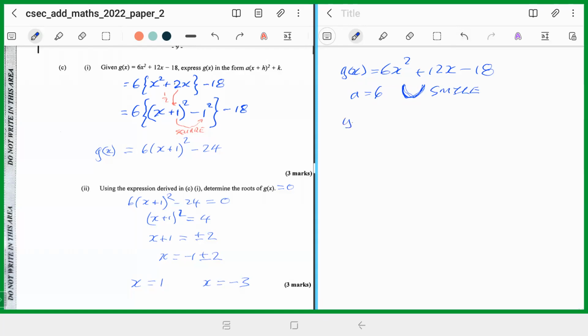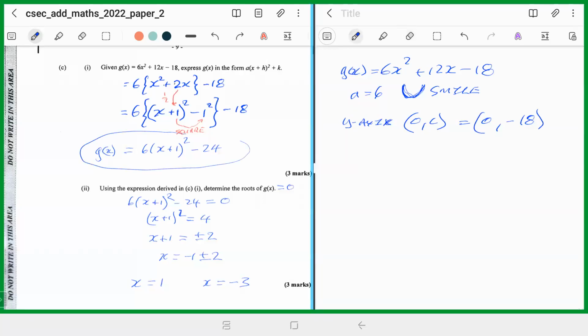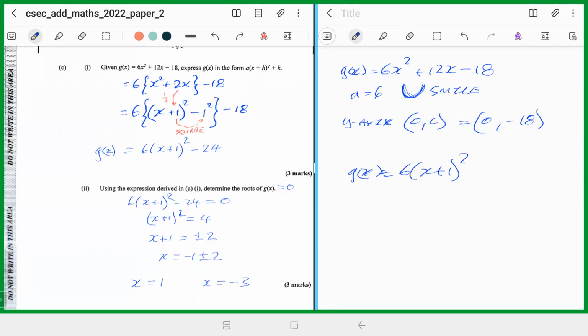So when it comes to the y-axis, it is 0, C, which is 0, negative 18. So we cut the y-axis at negative 18. So that's 2 things we get from the standard form. From the vertex form, where we completed the square, g of x equals 6 into x plus 1 squared minus 24, we know that the minimum value is the negative 24, the minimum y value on the graph.